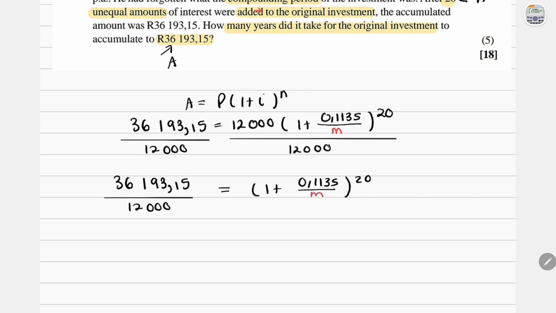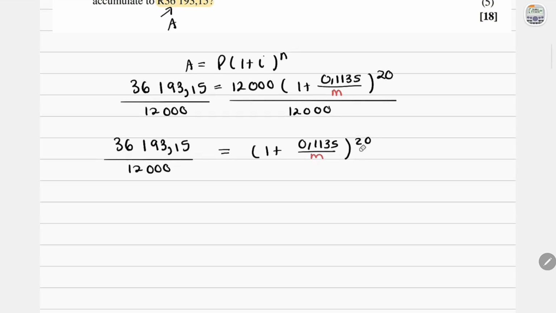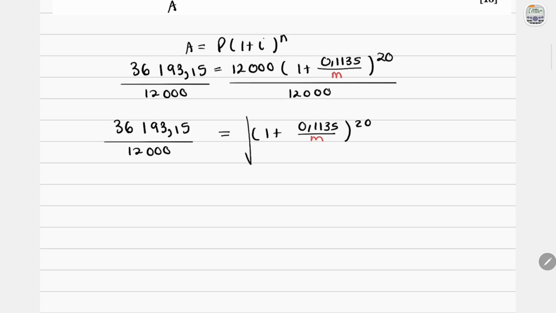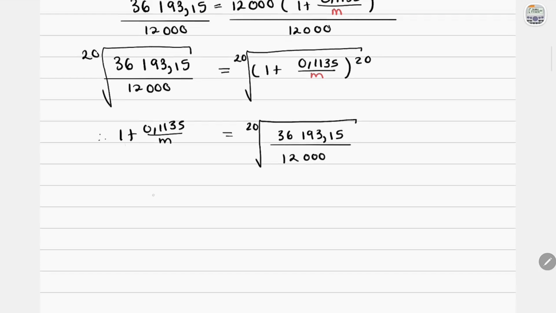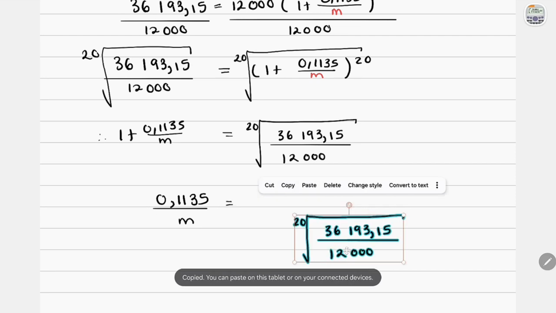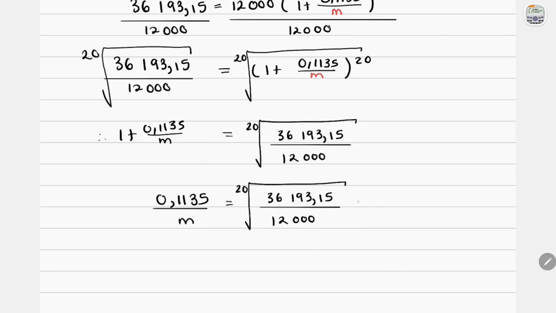Okay, next problem that we have here would be the 20. So we need to get rid of that, and we can find the 20th root of both hand sides of this equation. Okay, so that breaks open and we're just left with 1 plus 0.1135 over m, and now we have all of this here. Now we can take that one over. So 0.1135 over m is equal to, and then rewrite this, and we're just taking that one over. So it was positive 1, it's going to become a negative 1.